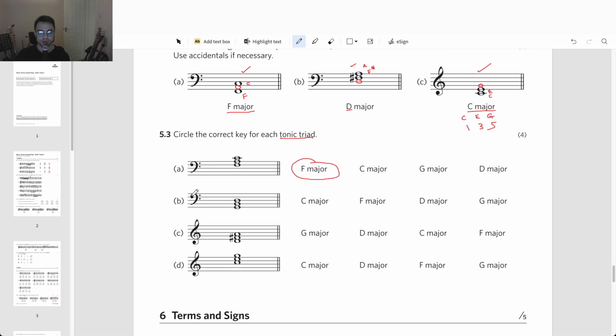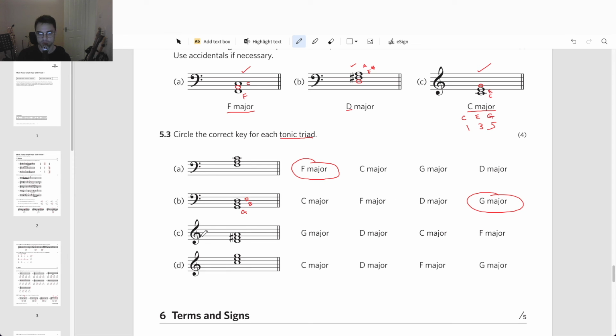All right. Question B. We are in the bass clef. And what is this note in the bass clef? That is G. G, A, B, C, D. G, B, D. Another one we've done before. So that's going to be G major.